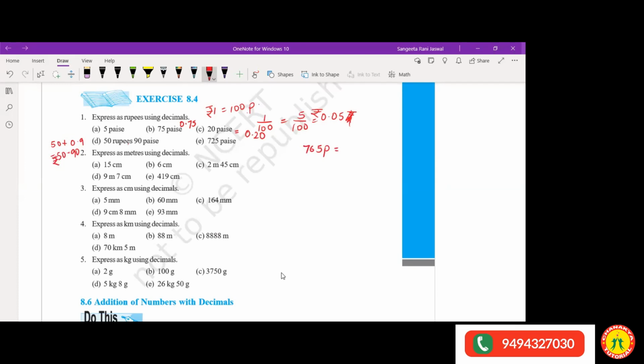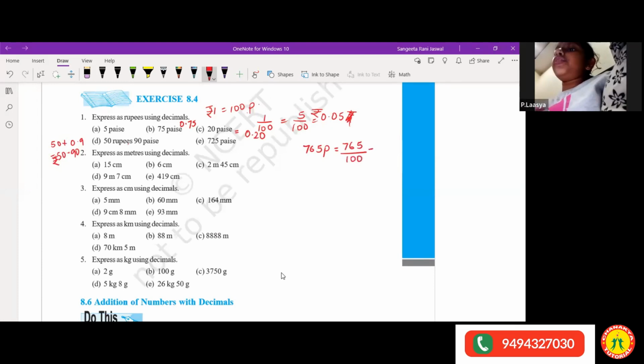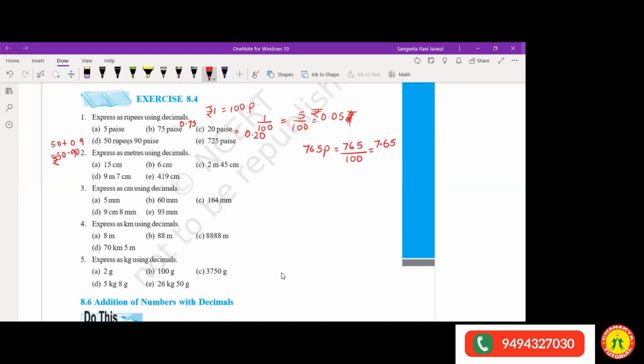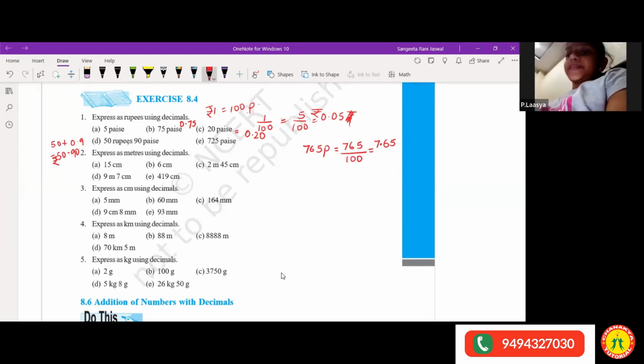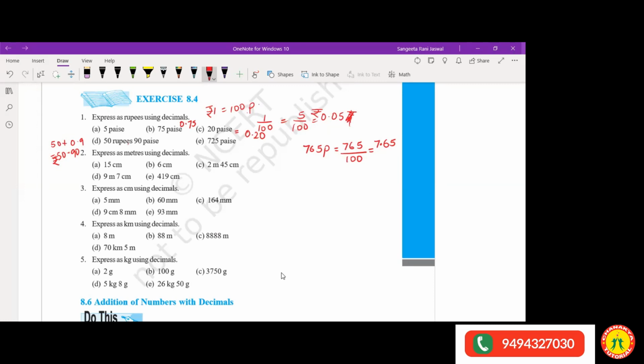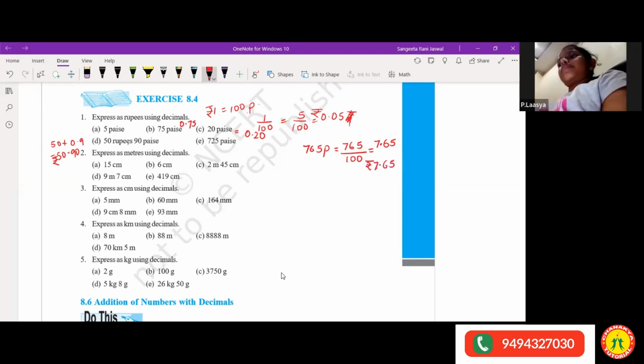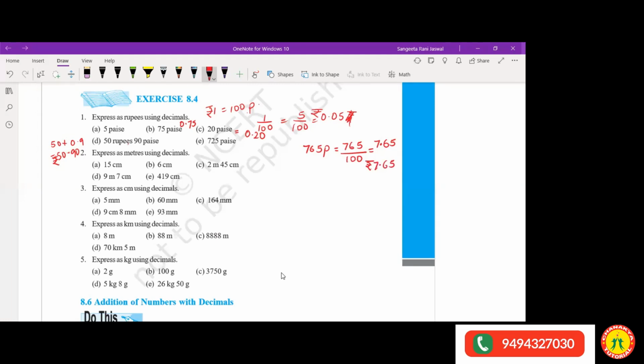Same way, the same method, you will divide this by 100. We have to do it with only 100. Even if we have 4 digits, we have to divide by 100 only, because in 1 rupee we have 100 paise only. So if you have 765 paise, you will divide this by 100, you will get 7.65. This means 7 rupees 65 paise.